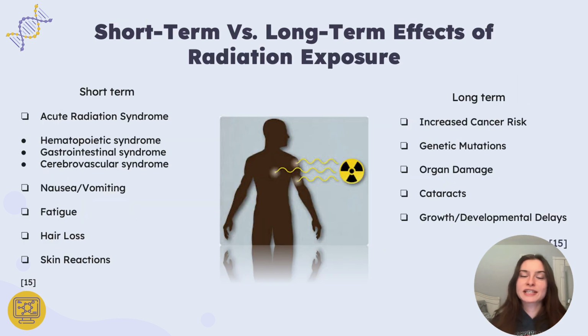So next we have effects of radiation exposure to pediatric patients. Some short-term effects include acute radiation syndrome, nausea and vomiting, fatigue, hair loss, and skin reactions. And for long-term effects, we have increased cancer risk, genetic mutations, organ damage, cataracts, and growth or developmental delays.